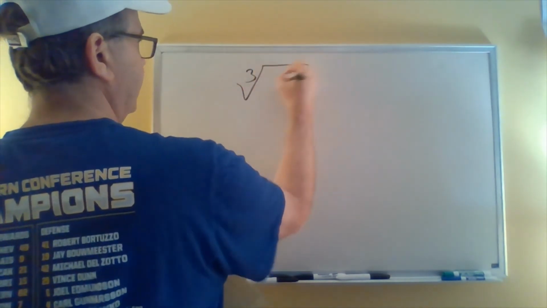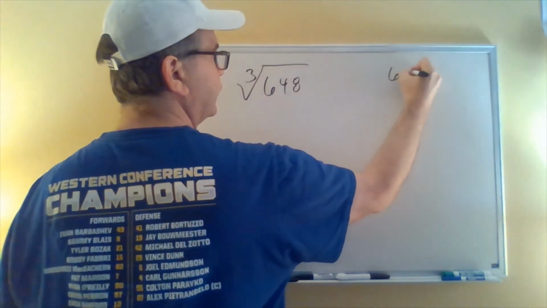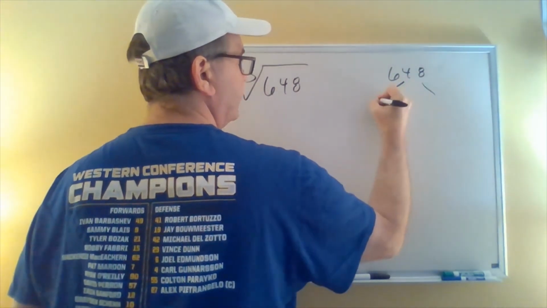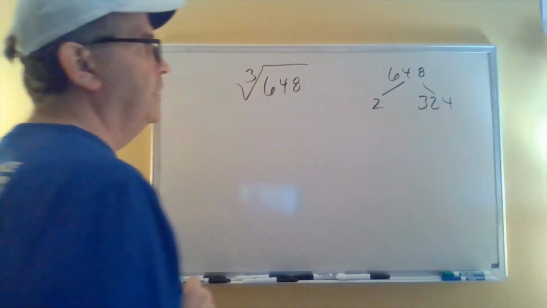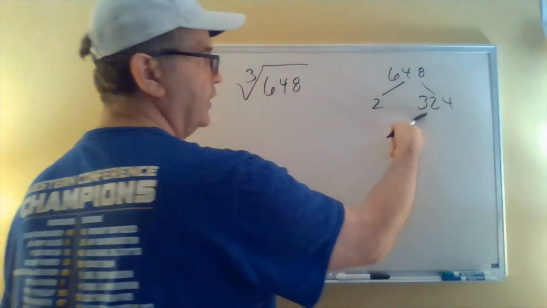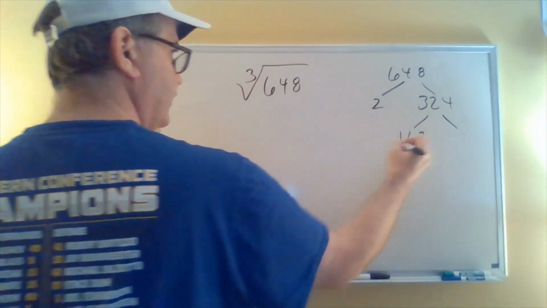The process is still the same. I'm going to do a factor tree over here for 648. Is it divisible by 2? Yes, it is. That goes 324 times. Is 324 divisible by 2? Yes, it is, because it's even. And it goes 162 times, I believe.